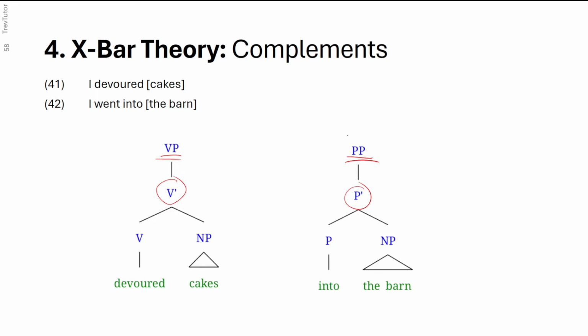However, for learning these distinctions, it's important to include them because the position tells us what's going on. So cakes is beside the head and below a bar level. That tells us it's a complement. With into the barn, the noun phrase is beside the preposition, below the P bar level. So this noun phrase, the barn, is a complement.